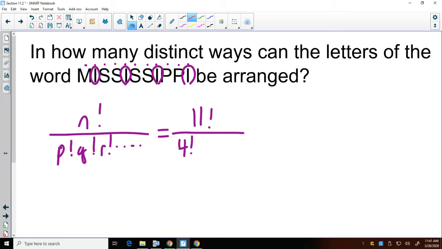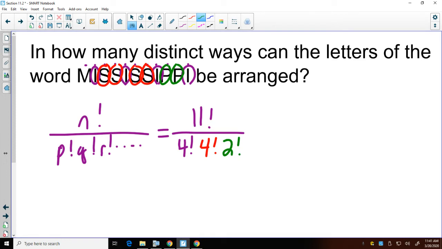So next, I'll change up my color. I look at S. Do I have duplicates of S? Yeah. So how many S's do I have? I have a total of 4 of them. So I got another 4 factorial down here. Okay. And then I come to a P. Do I have duplicates of P? Absolutely. How many P's do I have? I've got 2. So I have 2 factorial down there.